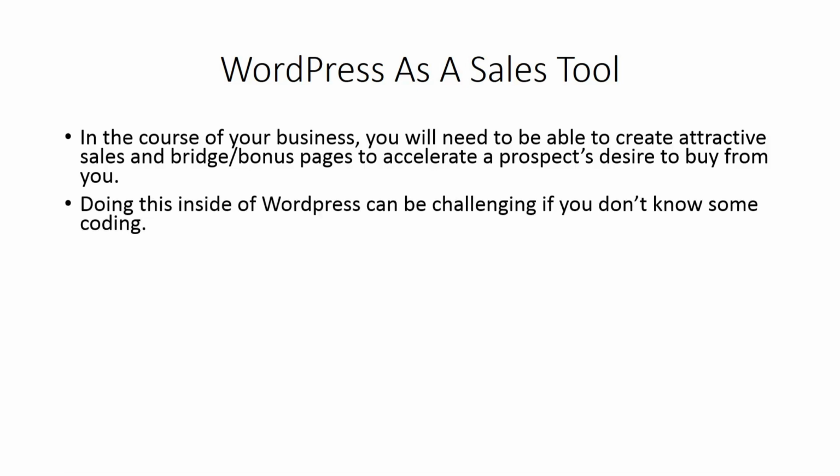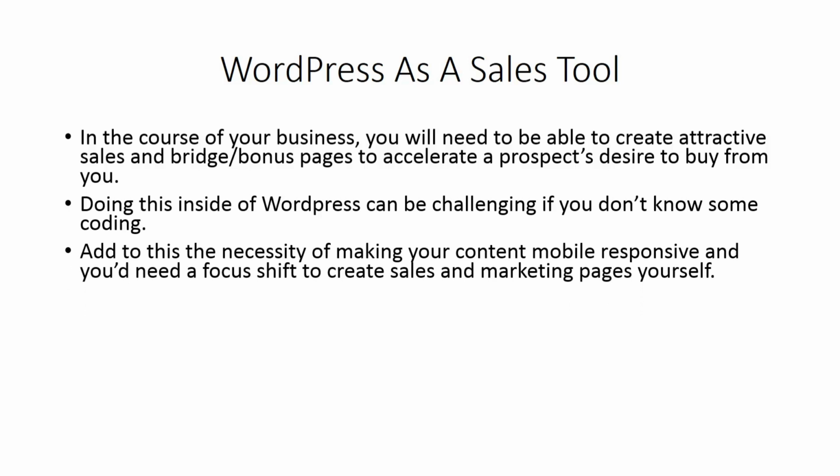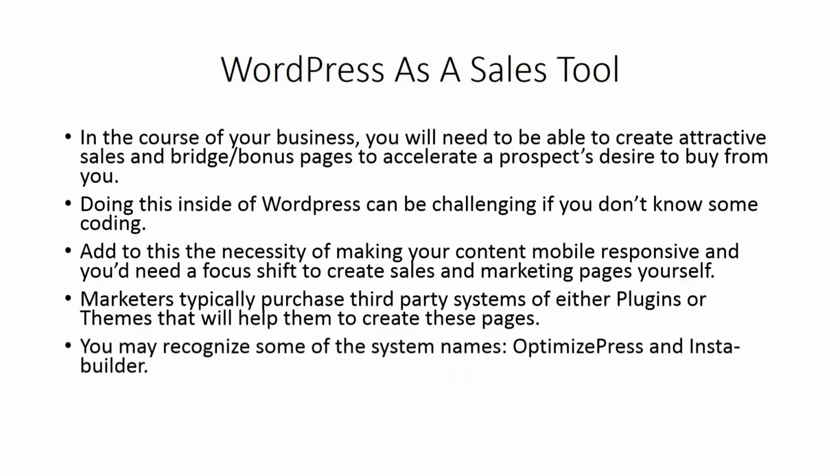Now, doing this inside of WordPress can be challenging if you don't know some coding. Now, add to this the necessity of making your content mobile responsive, and you'd need a focus shift to create sales and marketing pages yourself. Now, marketers typically purchase third-party systems of either plugins or themes that will help them to create these pages. You may recognize some of the system names, such as OptimizePress and InstaBuilder.